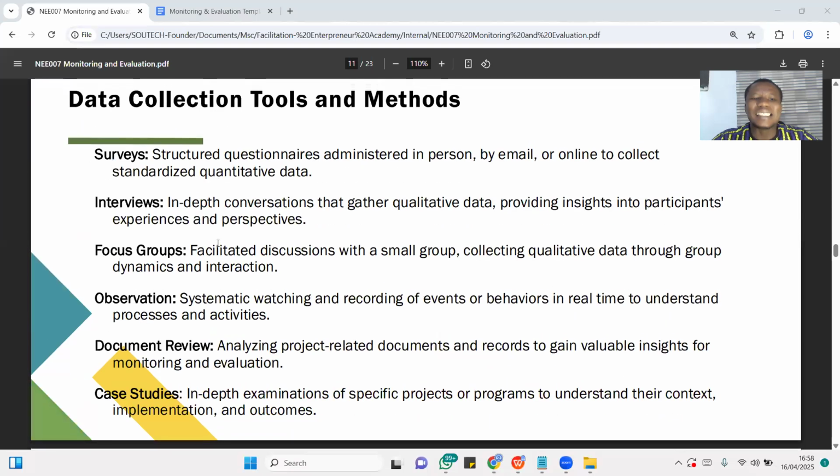Okay, let's look at data collection tools and methods. So the point is, if you need to do monitoring and evaluation, how do you do it? How do you go about doing that? You need to conduct surveys, right? And in your surveys, you want to have some form of structured questionnaire.